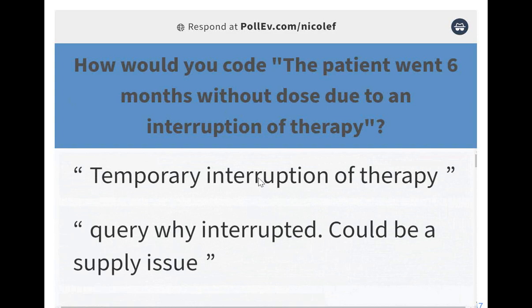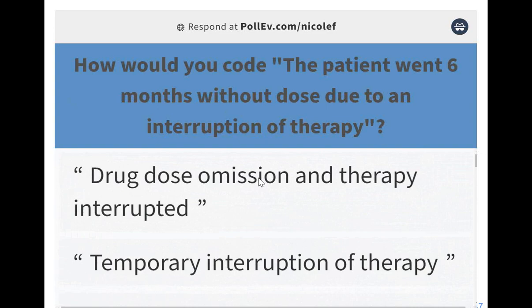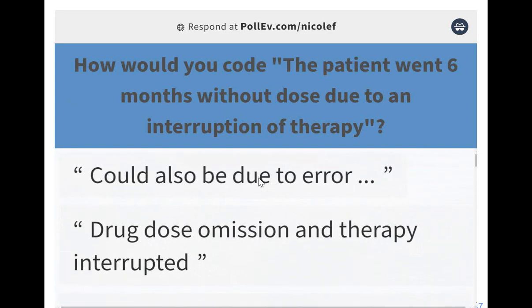And this is why I like open-ended polls, to have you all chime in and help get different thoughts behind these terms. Drug dose omission and therapy interrupted. Okay, could also be due to an error. That is true.